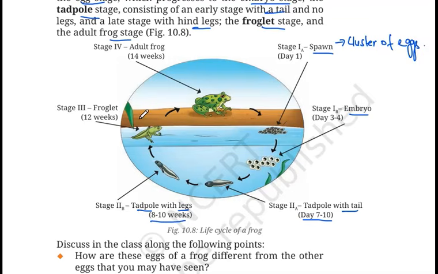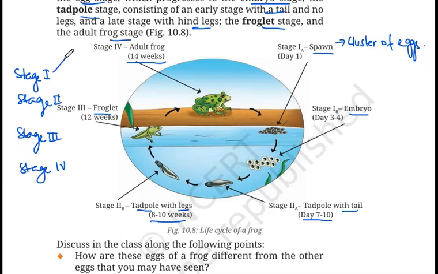Then we have the third stage, which is called the froglet stage. So this happens in 12 weeks. Then in the fourth stage, this froglet turns into an adult frog. So this happens at roughly around 14 weeks. So you see here that stages are divided into four stages: stage 1, stage 2, stage 3, and stage 4.